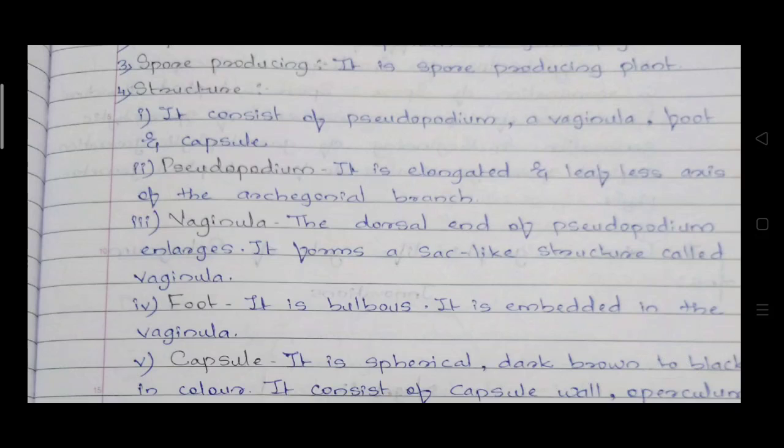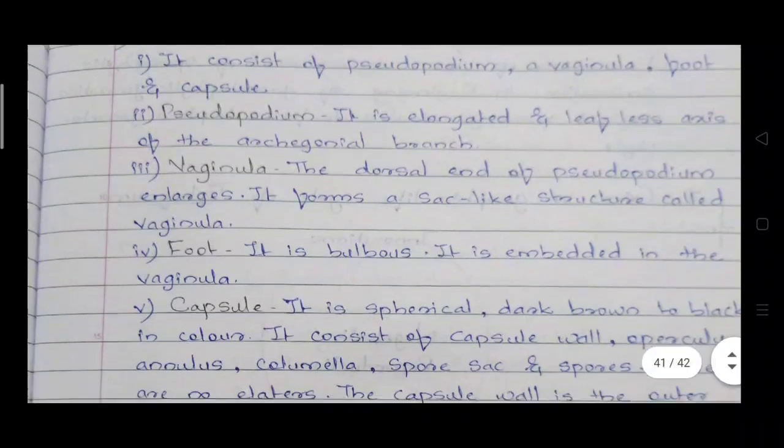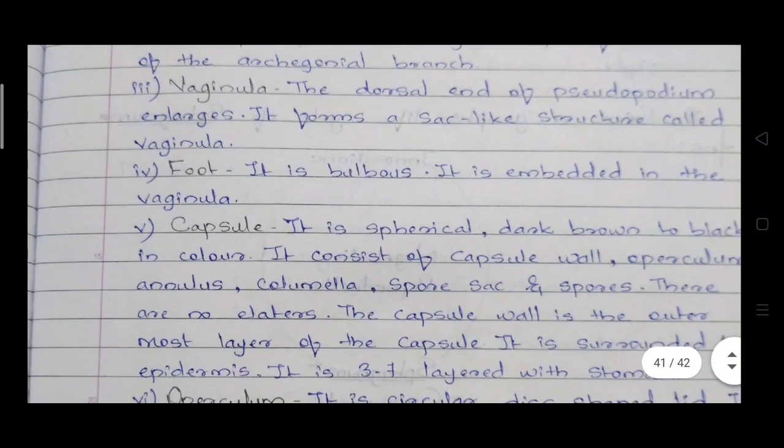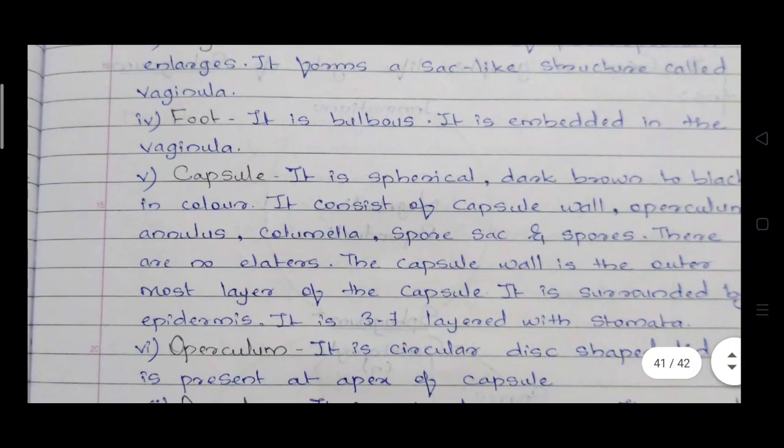The pseudopodium is an elongated, leafless axis of the archegonial branch. The vaginula is the upper end of the pseudopodium, which enlarges and forms a sac-like structure, the vaginula, and in that the foot is embedded. The foot is a somewhat bulbous structure embedded in the vaginula.